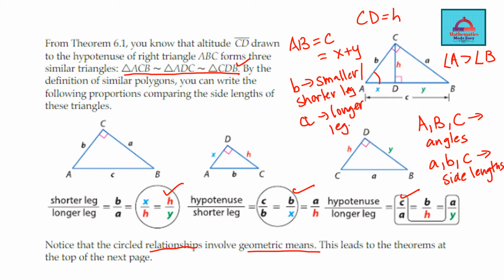Now there are two parts to the theorem: the geometric mean altitude theorem, which will give you the length of h. As you can see here, h squared is xy, so h is the geometric mean of the two segments of the hypotenuse. And from these two relationships, we will be able to find the length of the legs by taking the geometric mean again. So this leads to the theorems, which are very important. Let's see them in detail in the next slide.